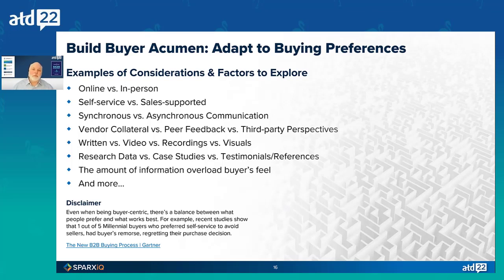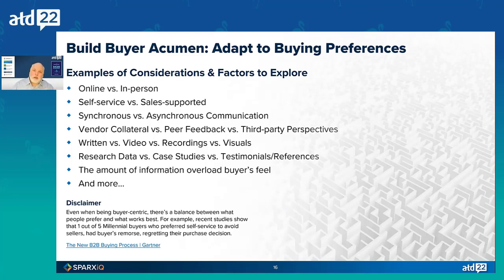So examples of things to consider are, do they want to work online or in person? Do they want self-service or sales supported? Or when do they want each? Do they want to work synchronously with you, or asynchronously, where you send them stuff and they review it? What really works best for them? Are they looking for vendor collateral versus peer feedback versus third-party perspectives, or some mix, and so on?